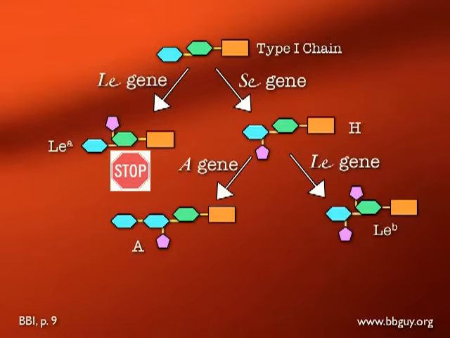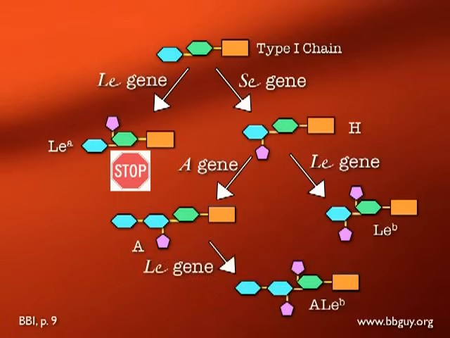Now, in addition, that chain can also undergo Lewis activity. So it's absolutely possible to get a chain with both Lewis B activity and blood group A or blood group B activity, depending on what the individual is genetically.